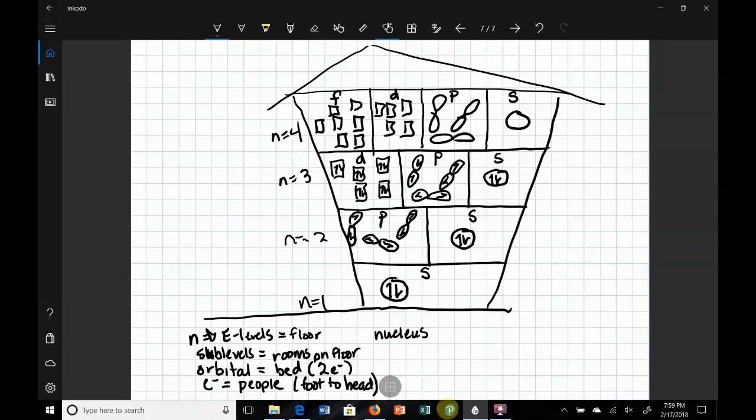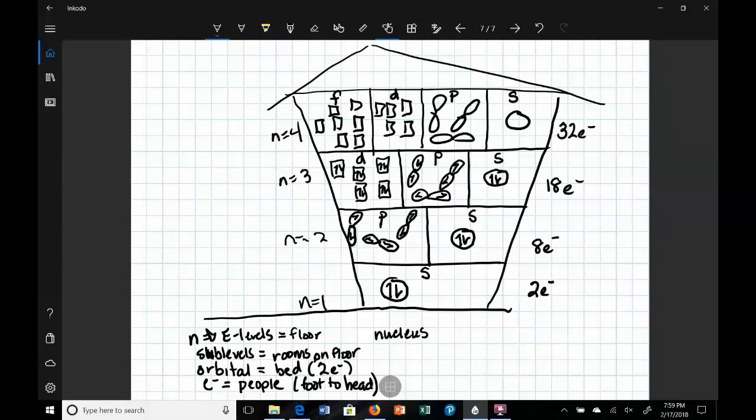So notice, how many electrons do we have here on the first floor? How many electrons can be held on the second floor? Right, 8 electrons. How many total electrons can be held on the third floor? And if you do all the math and add everything up, let's see, 2, 4, 6, 8, 10, 12, 14, 16, 18, 20, 22, 24, 26, 28, 30, 32. So we have 32 electrons that can go in the fourth energy level.